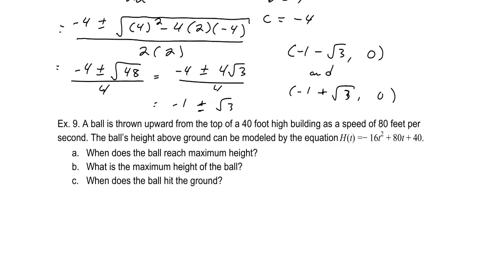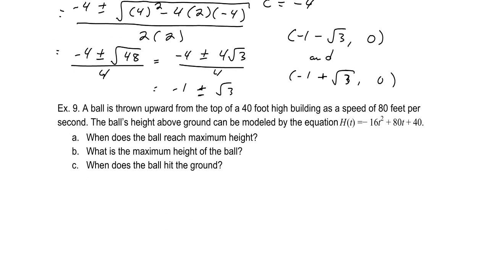Last question. A ball is thrown upward from the top of a 40-foot high building at a speed of 80 feet per second. The ball's height off the ground can be modeled by the equation h of t equals negative 16t squared plus 80t plus 40. When does the ball reach the maximum height? What is the maximum height of the ball, and when does it hit the ground?